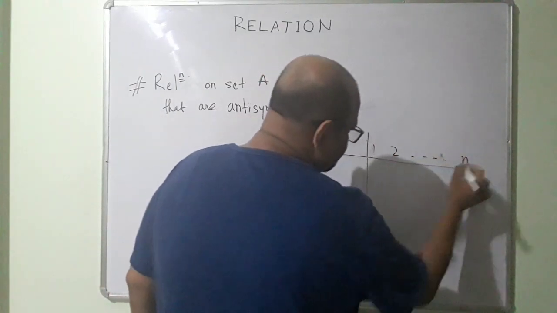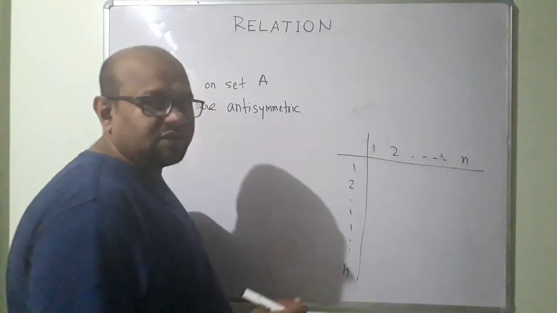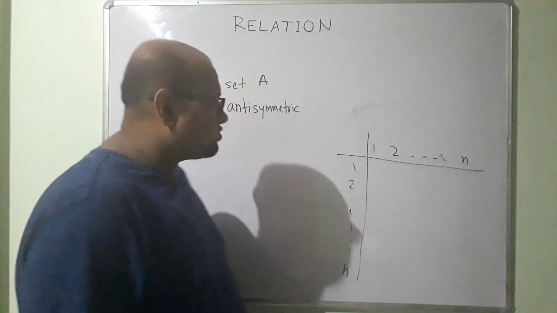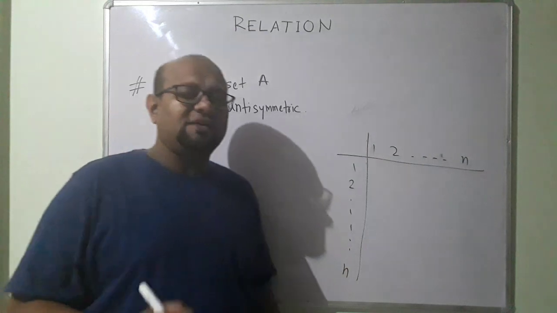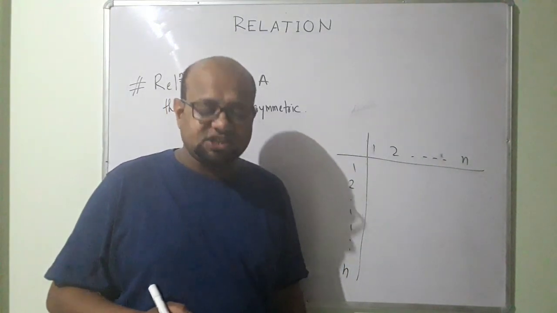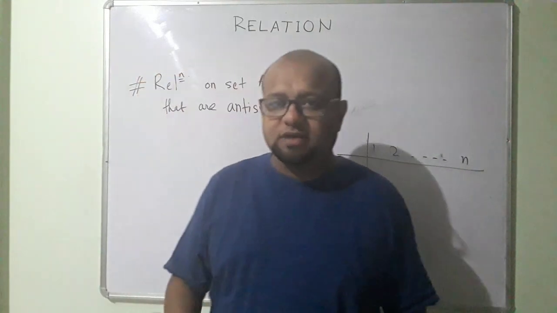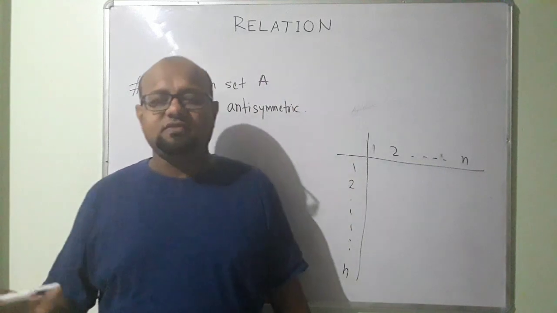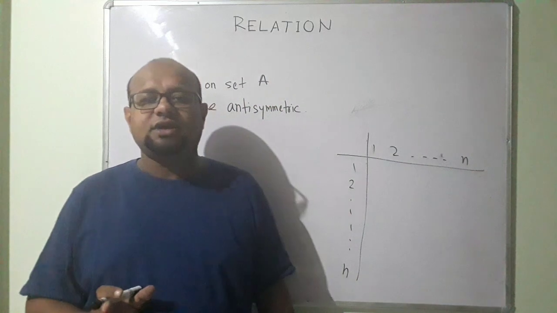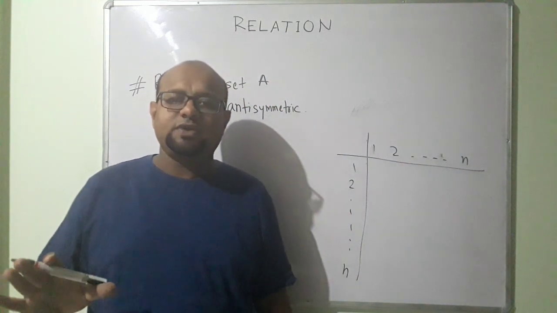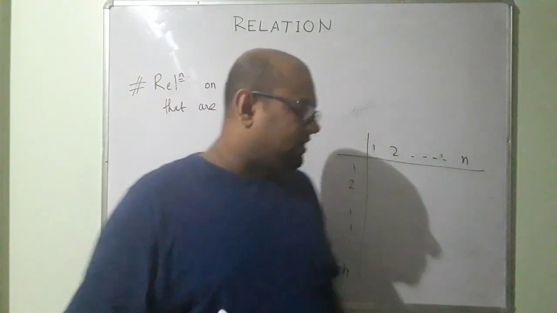I have once again n columns and n rows, because there are n elements in my set. So this is the matrix representation. Now what are the things that I may have? What is antisymmetric? Along the diagonal I may have 1 or 0, not a problem. This is not reflexive, so there is no rule that the diagonal element has to be there. I am free with the diagonals. That leaves me with things apart from the diagonal.